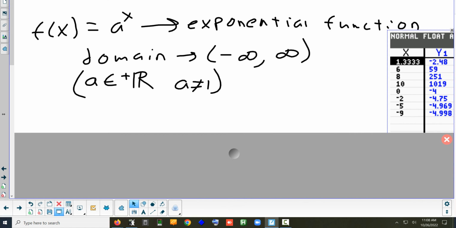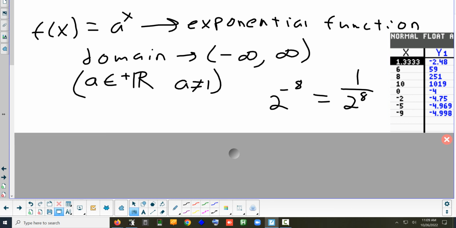Right. Because if you take a number and raise it to a negative power, remember what that really means. It means 1 over it. I don't care what negative power you raise this to. If you take 1 and divide by a huge number, it will never be 0. That's why there's a horizontal asymptote.